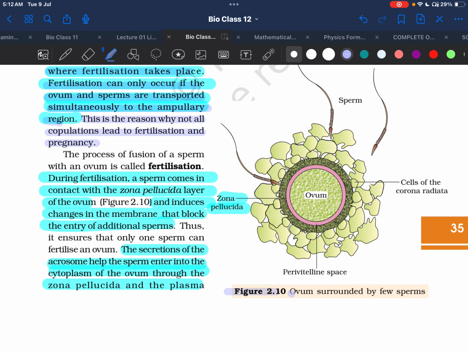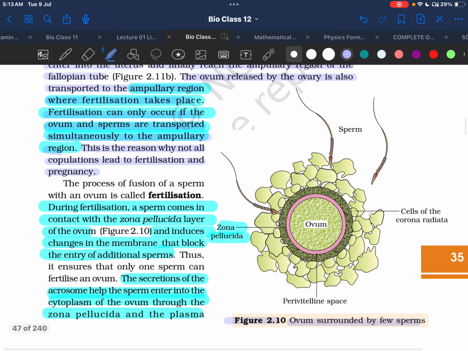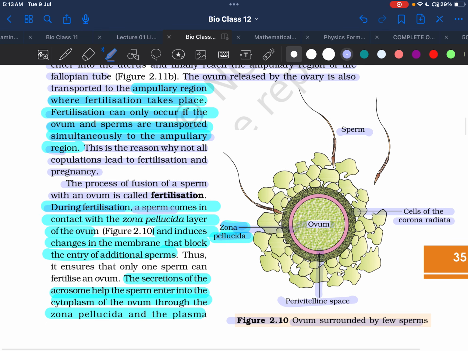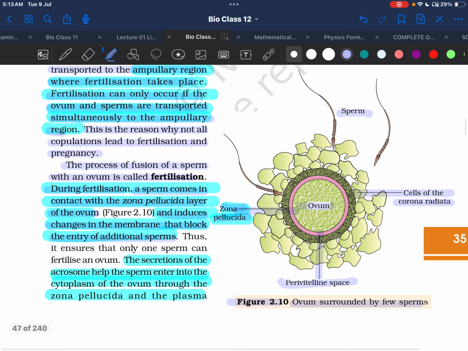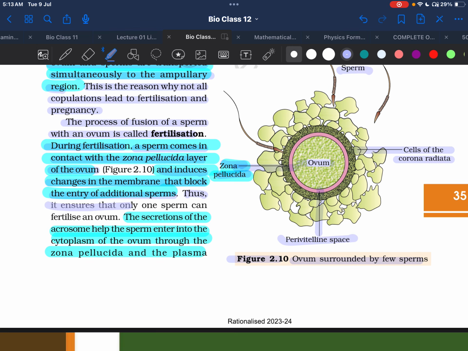Figure 2.10 Ovum surrounded by a few sperms. Sperm, zona pellucida, ovum, cells of corona radiata, perivitelline space. The process of fusion of a sperm with an ovum is called fertilization. During fertilization, a sperm comes in contact with the zona pellucida layer of the ovum and induces changes in the membrane that block the entry of additional sperms. Thus, it ensures that only one sperm can fertilize an ovum.